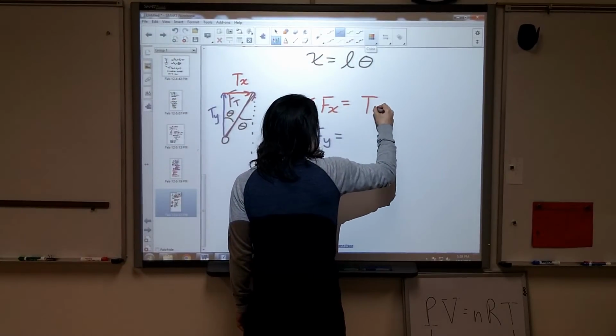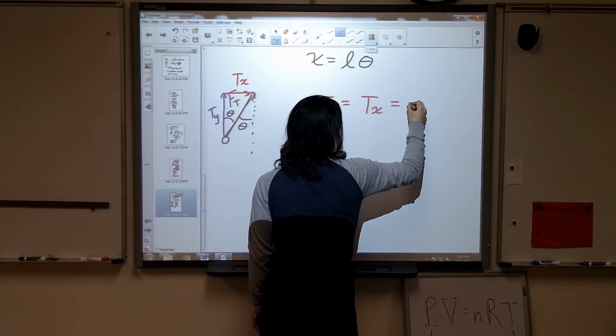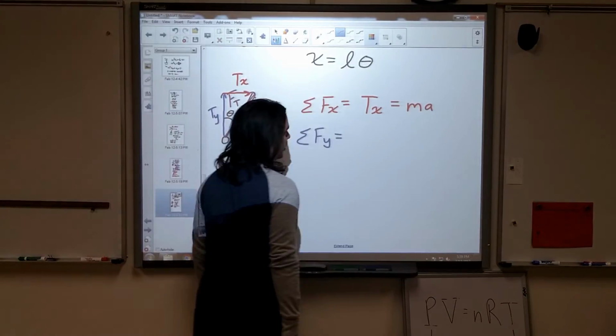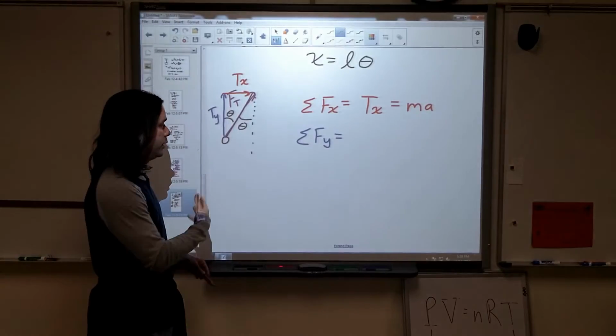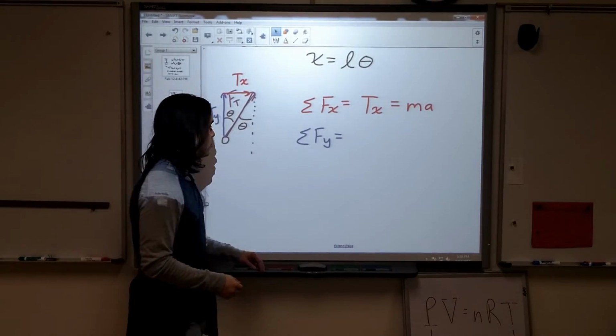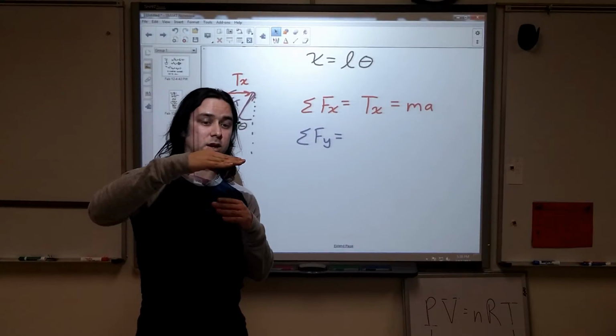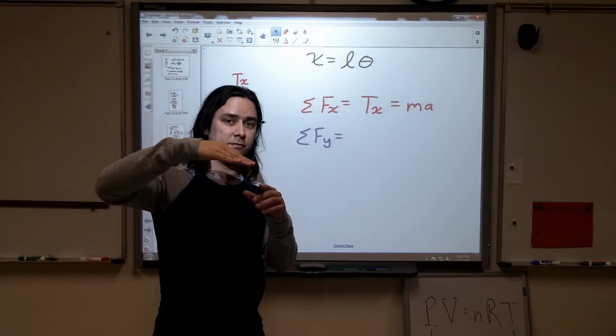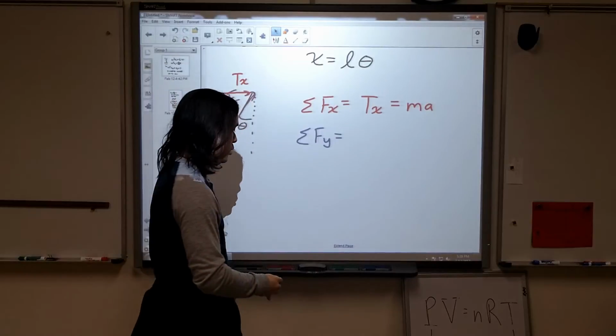Sum of forces in the x, that one's easy, it's Tx, and that'll be equal to our mass times our acceleration in the x. But we're really only looking in the x direction, so I'm just going to call that the acceleration. The reason why, and think back to what I showed and mentioned a moment ago, when it's nudging back and forth like this, there's very little y motion.